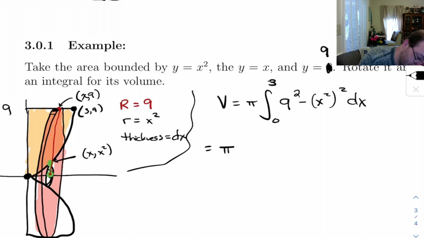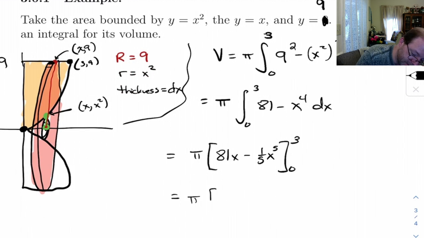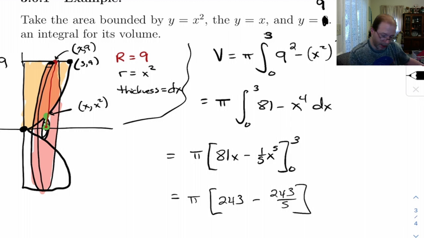All right, so this is pi. When I multiply this out, 9 squared is 81. x squared squared is x to the 4th. So you get pi times 81x minus 1/5 x to the 5th, going from 0 to 3. So it's pi times 81 times 3 is 243. 3 to the 5th is also 243. Let me double check that 3 to the 5th. Yeah, 243. So 243 minus 243 over 5. That gives me 972 pi over 5.